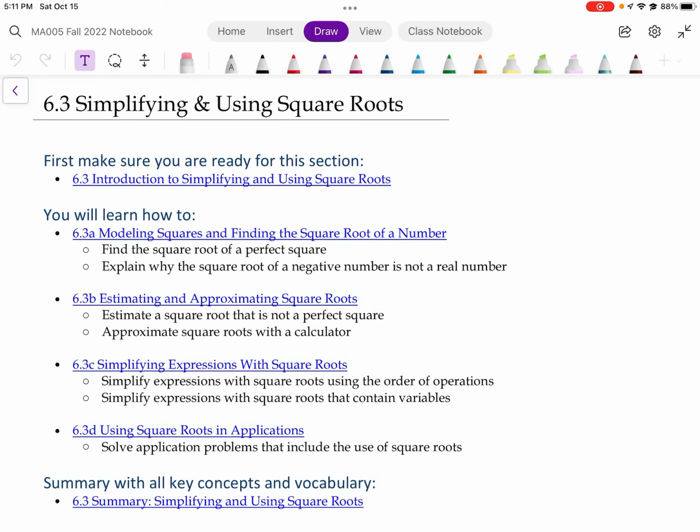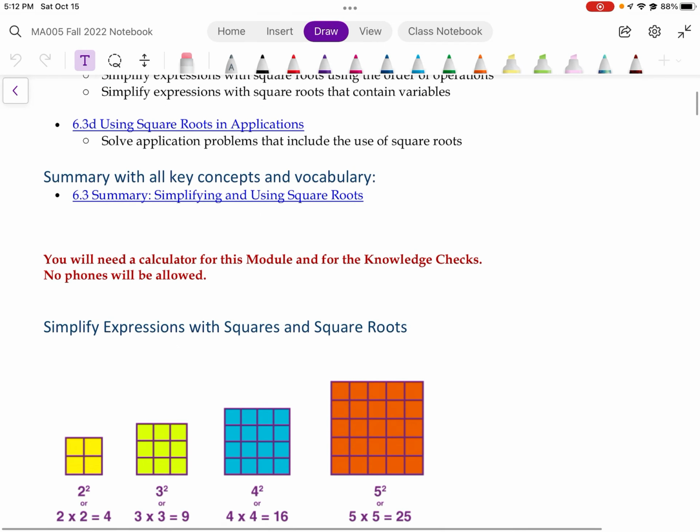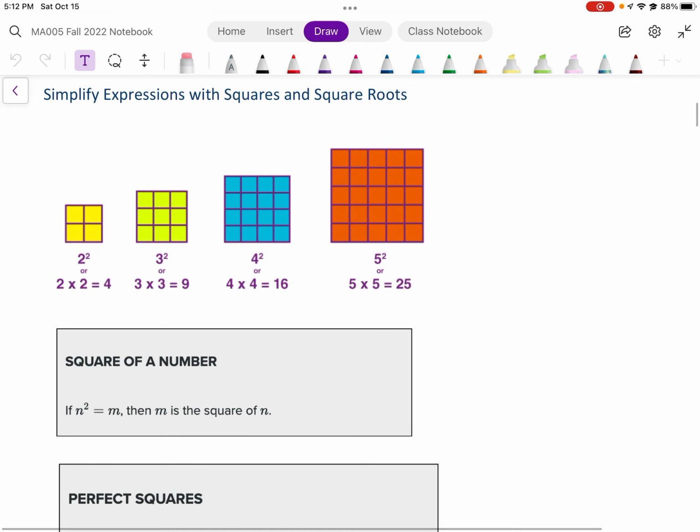Hello there, this is Professor Eckhouse, and I'm going to talk about simplifying and using square roots. So we're going to start with simplifying expressions with squares and square roots, but first I'd like to show you just a visual.